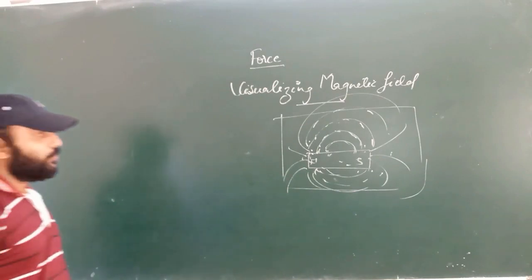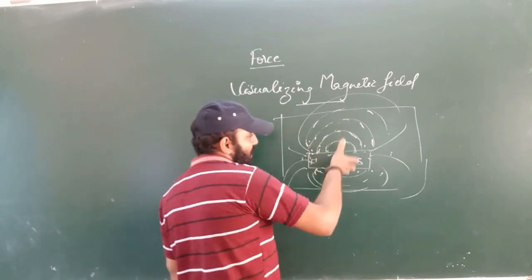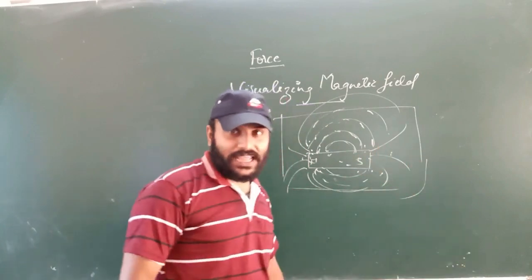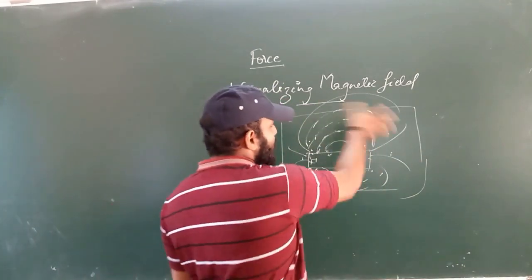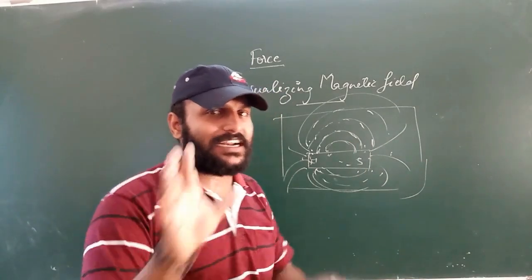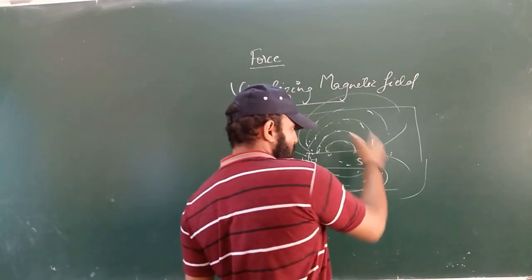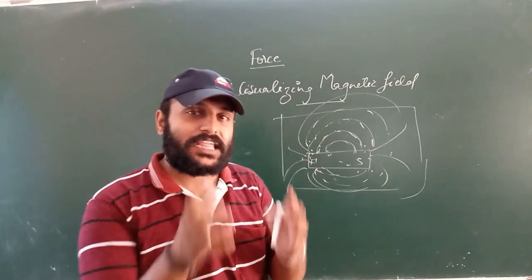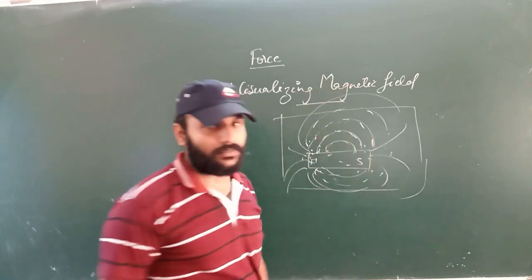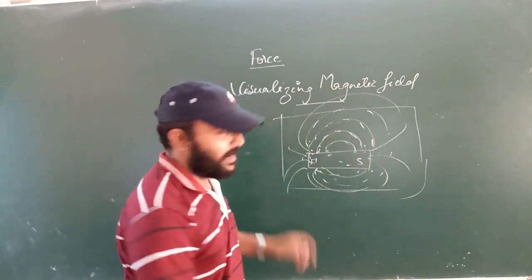So understood? Here the magnetic field is nothing but a region. It's a space or region around the magnet where the influence can be detected. Where influence can be detected is called the magnetic field. Understood what is meant by magnetic field? It's a region or space around the bar magnet where the influence can be detected. So in that way, we have visualized the magnetic field.